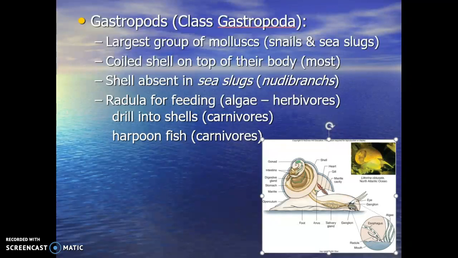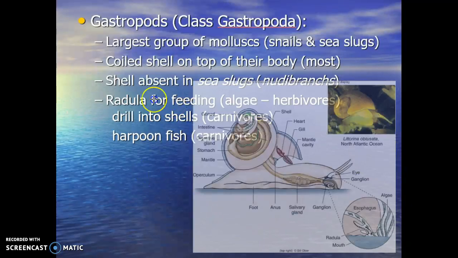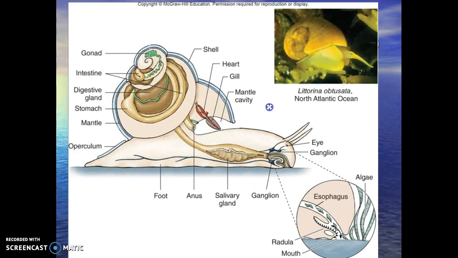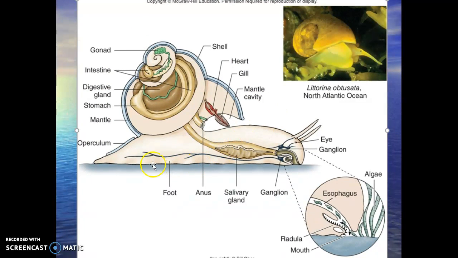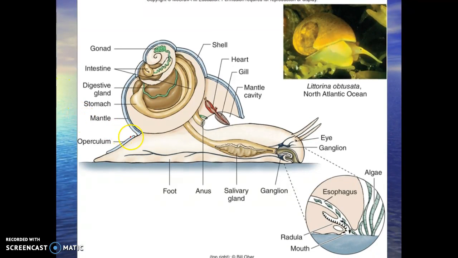But again, keep in mind key features. Let me blow this image up briefly. Key features about their body plan. Here's that big muscular foot. Here's the visceral mass that contains all their structures: their stomach, digestive system, the gonads, etc. This thin little line here is the mantle. And that structure right there is what secretes the calcium carbonate to form the shell.